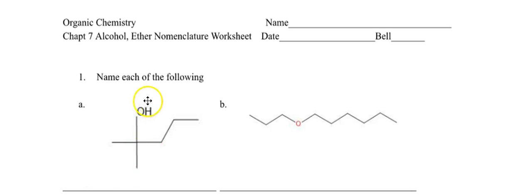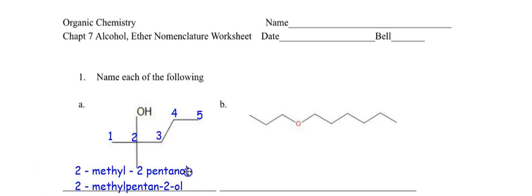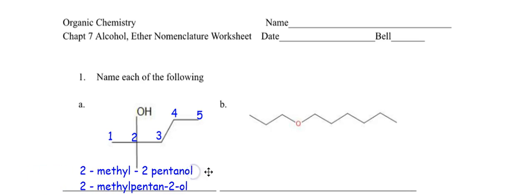Number one, we're going to name this. It's actually an alcohol. I think you can tell that. So I numbered it. So the alcohol is on the 2 and the methyl is on the 2. So I called it 2-methyl, 2-pentanol. It's probably the more common way to say it, but this isn't necessarily wrong either: 2-methylpentan-2-ol.